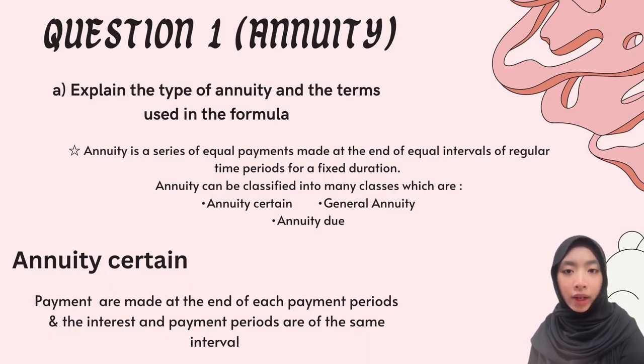Annuity. Question 1. A. Explain the type of annuity and the term used in the formula. Annuity is a series of equal payments made at the end of equal intervals of regular time period for a fixed duration. Annuity can be classified into many classes, which are annuity certain, general annuity, annuity due, and more. However, in this chapter, we only discuss ordinary annuity certain, where payments are made at the end of each payment period, and the interest and payment periods are of the same interval.